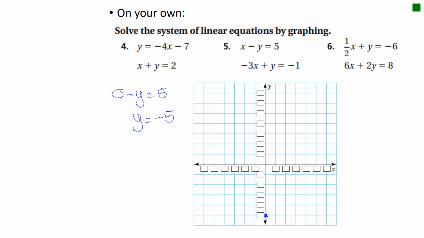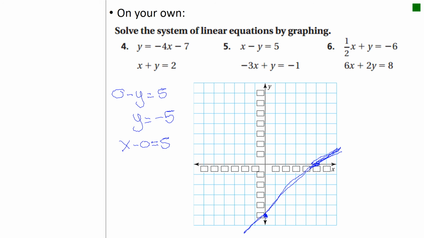Now I'm going to plug in 0 for y. So x minus 0 equals 5. Go ahead and plot x equals 5. 1, 2, 3, 4, 5. Let me count that again. 1, 2, 3, 4, 5. Awesome. Here's my line. No, I didn't go by slope. Here's going to be a rough approximation. Make sure your line is very straight.